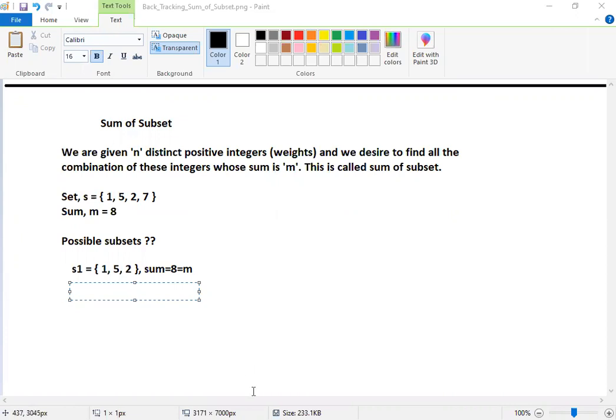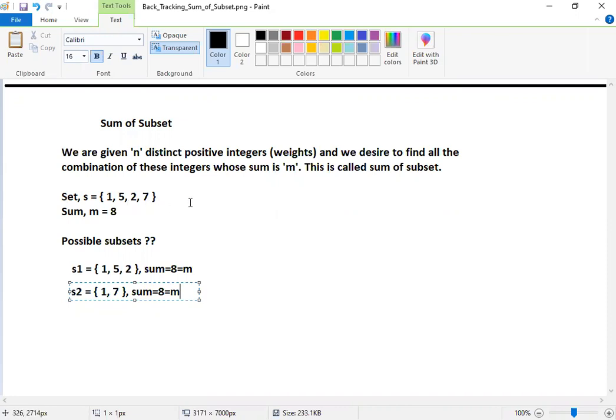Yes, sir. 7 and 1. 7 and 1. So I can write one more subset here saying S2 equal to 1, 7. Then this is another subset whose sum is going to be 8. That is nothing but the given value M. So this sounds very simple to calculate, right?